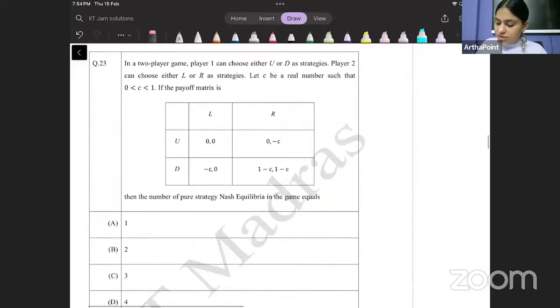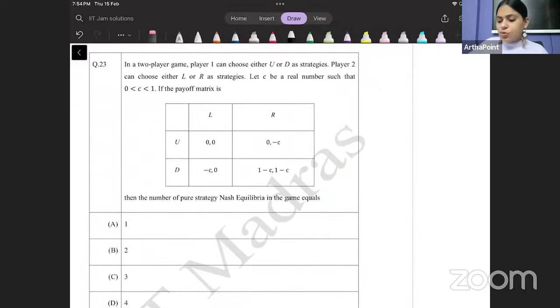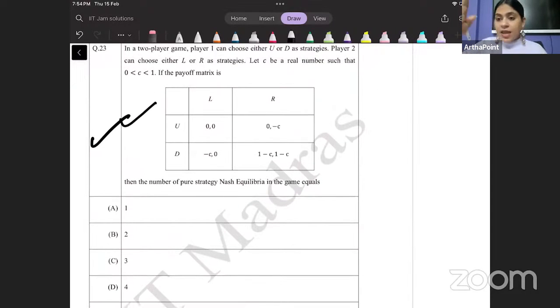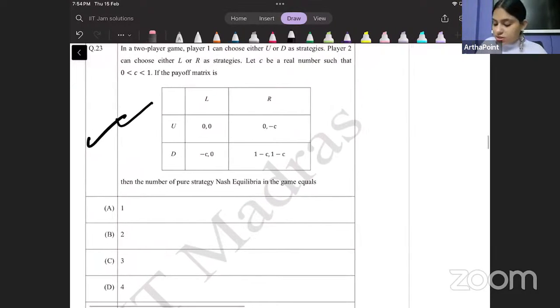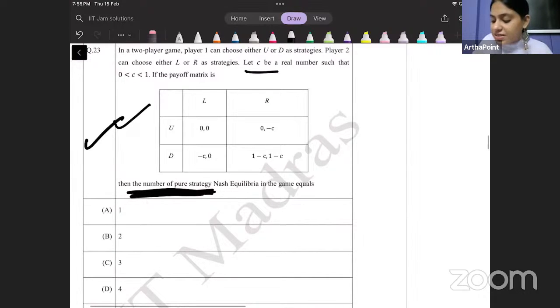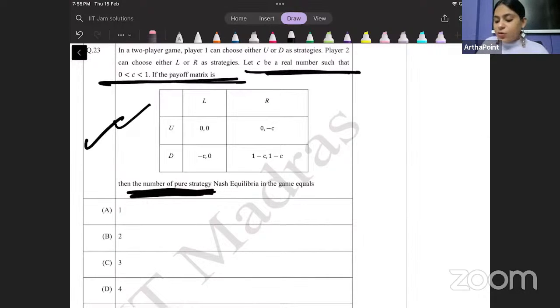Okay beta, come to the next question. Nash equilibrium पूछ रहे हैं, इसमें कुछ नहीं है. You will be able to find the Nash equilibrium. Mark this important thing that this is the number of pure strategy Nash equilibriums in the game. Acha, this is asking, let C be a real number such that C is between 0 and 1, and you're given the payoff matrix. Okay, and C is between 0 to 1.